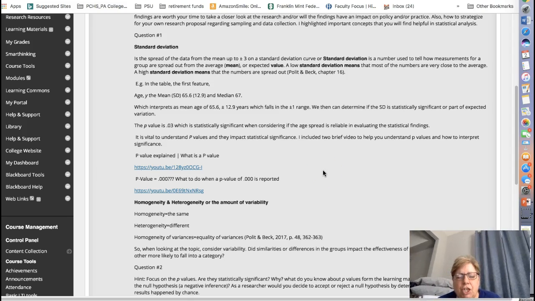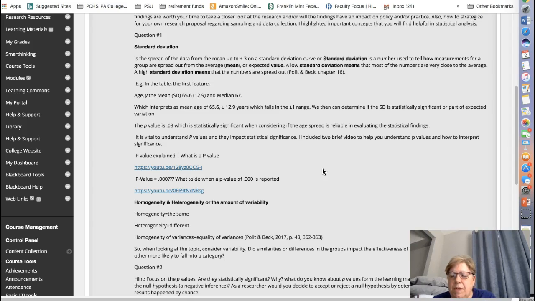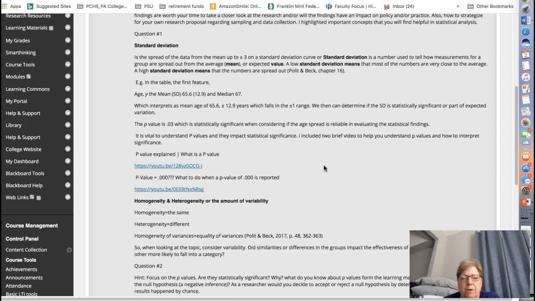They're only a few minutes each. And you'll know everything you wanted to know about p-values, but were afraid to ask moving forward.